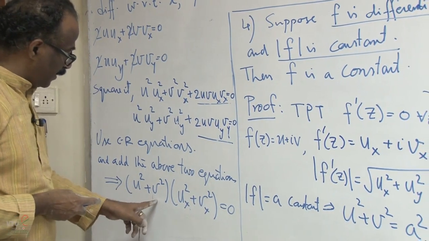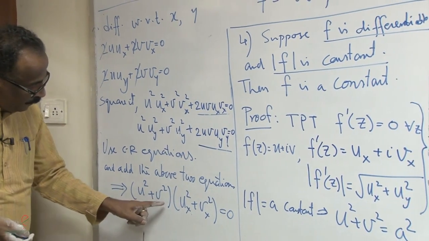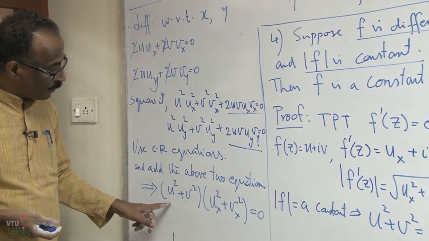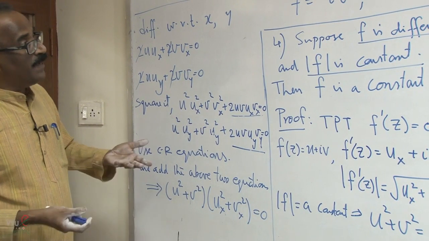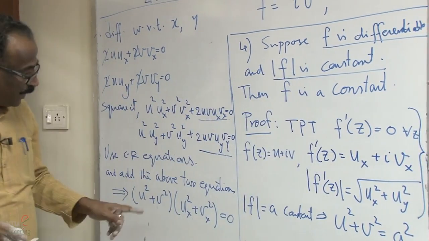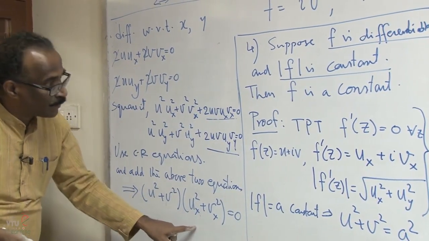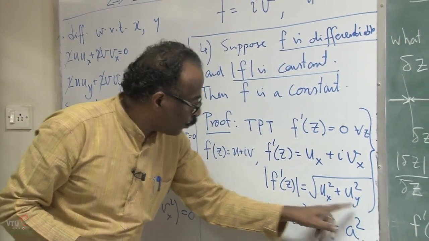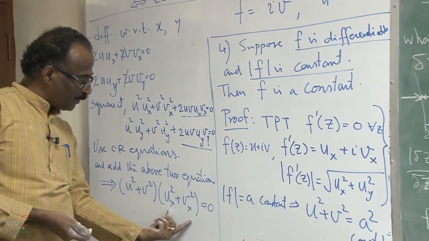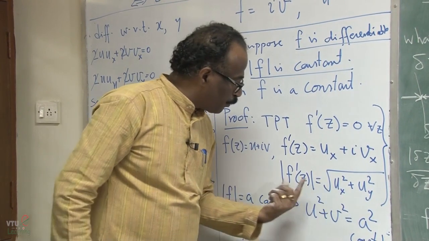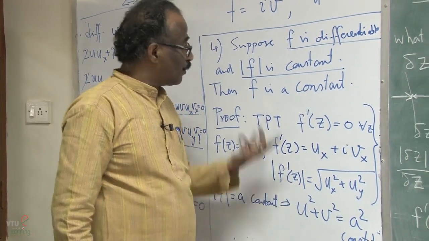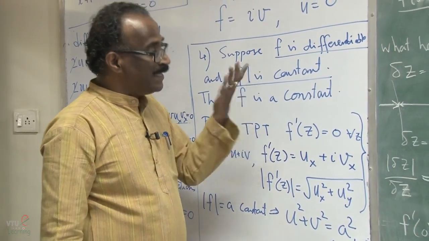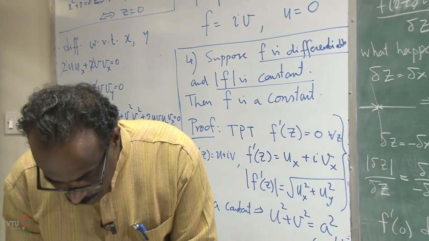If u and v are 0 at some points, it can happen. If this is 0, u and v will be 0, but then there is nothing to prove at that point. Otherwise this factor will be nonzero, and that's exactly what you want to prove. So this will imply ux square plus vx square equal to 0. You are proving that your f prime is equal to 0, leading to f being a constant. That's a very interesting example.